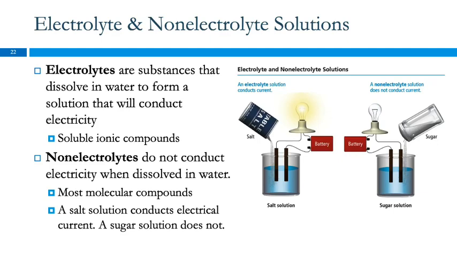So, electrolytes. Then there are non-electrolytes. Well, non-electrolytes do not conduct electricity. So these do not form ions. So these would be most molecular compounds like sugar. So here we have an illustration of what happens if you put sugar into the water. Sugar doesn't form ions. It does not cause the light bulb to glow.